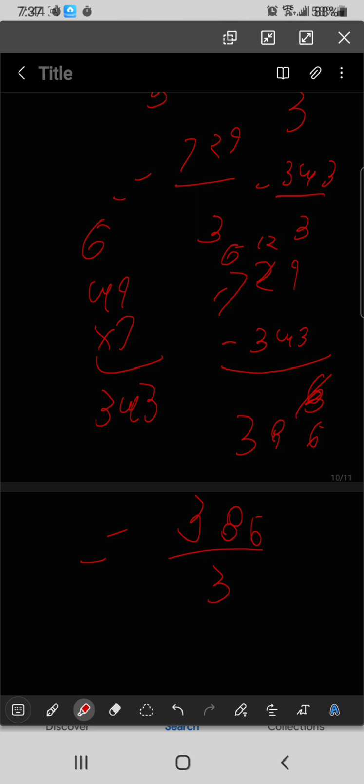Let's see if we can simplify this. So 386 divided by 3. Can we simplify that? I don't know. Okay. Wait, let me check. One second, just give me a moment.